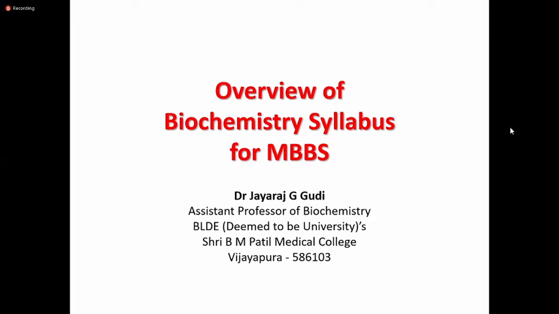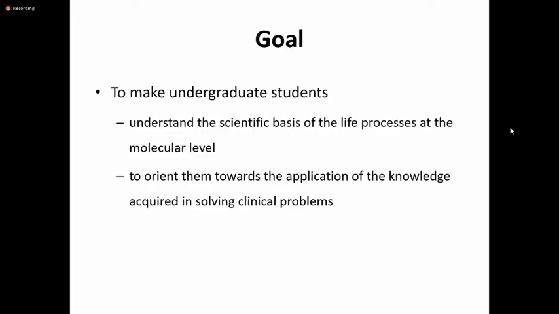Coming to the whole biochemistry syllabus, our goal in biochemistry teaching is to make undergraduate students understand the scientific basis of the life processes at the molecular level. So, what is happening inside a cell, inside the mitochondria, what is happening outside the mitochondria. Like this, we will divide these life processes into different biochemical processes at the molecular level.